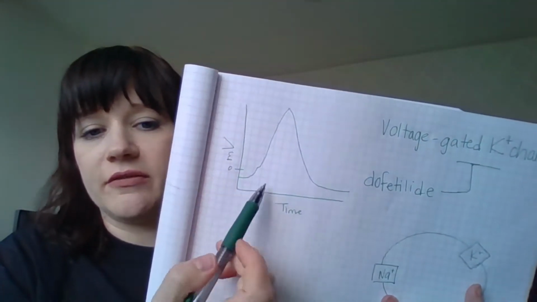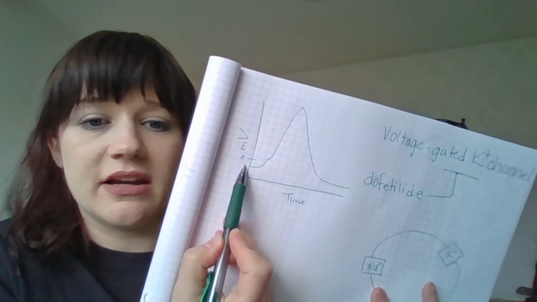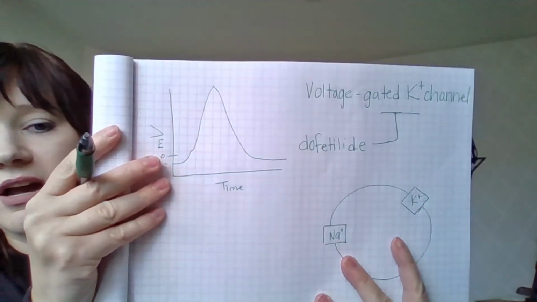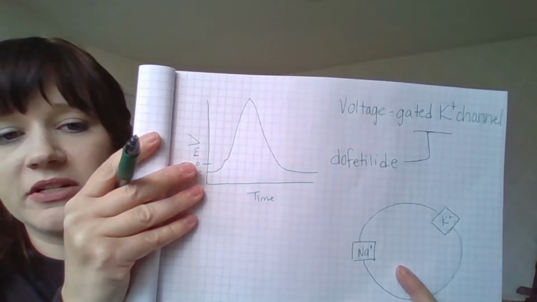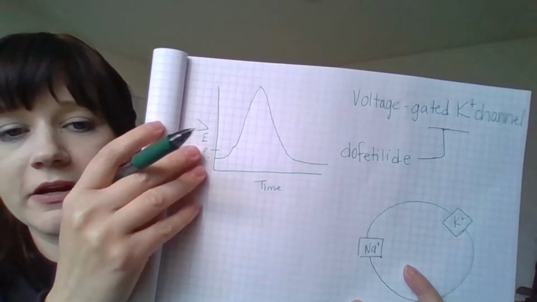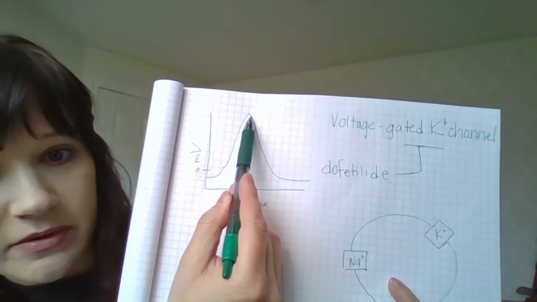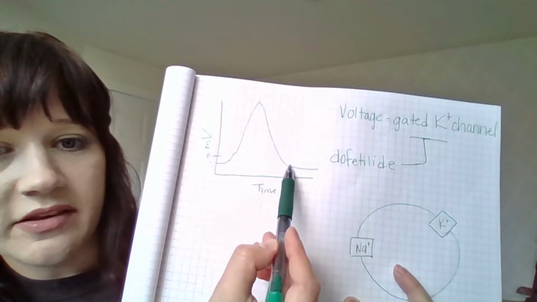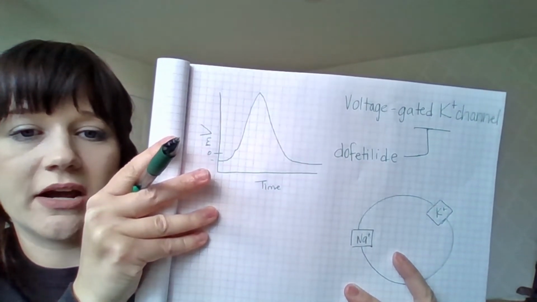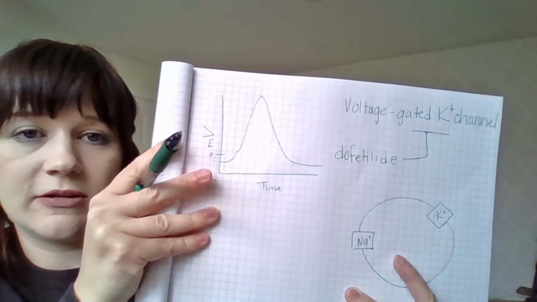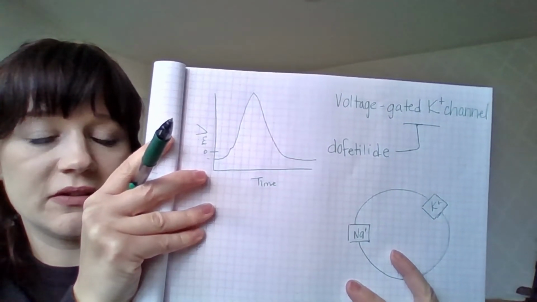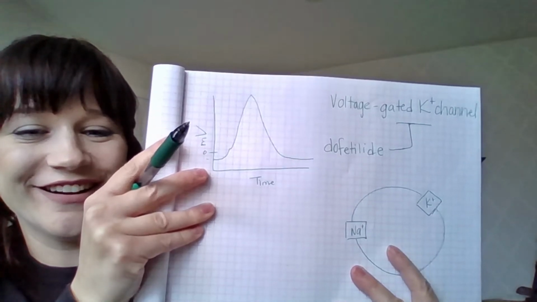So we have the cell starting out at a slightly negative membrane potential. And we know that with an action potential, the membrane potential rises, it becomes more positive. That's called depolarization. So we have this rising up, and then eventually it repolarizes and goes back down again. Now, what channels are responsible for this initial rise in the membrane potential? Hopefully you said sodium channels. We have voltage-gated sodium channels that are over here.